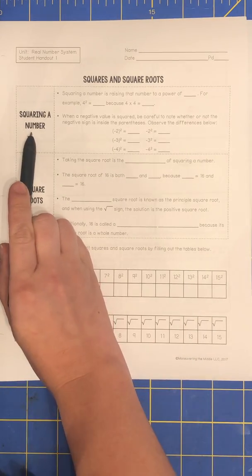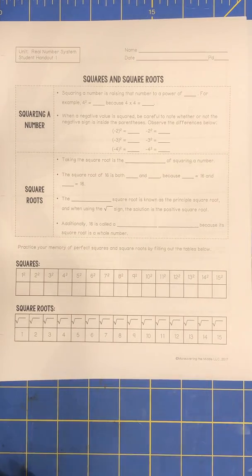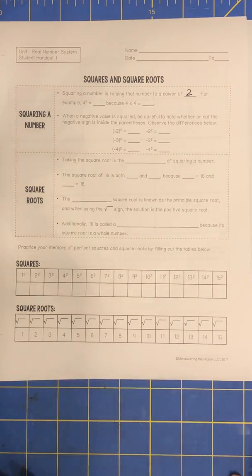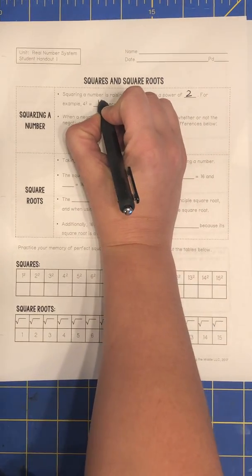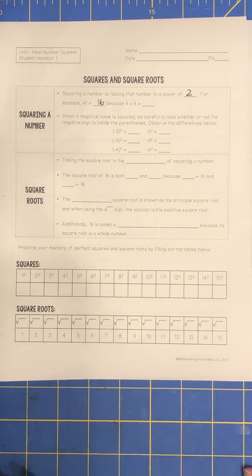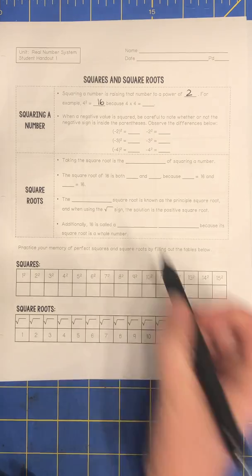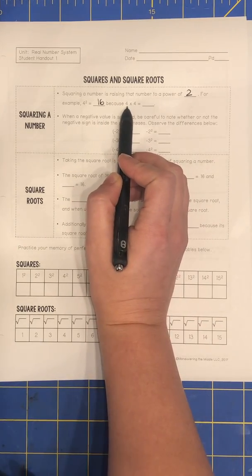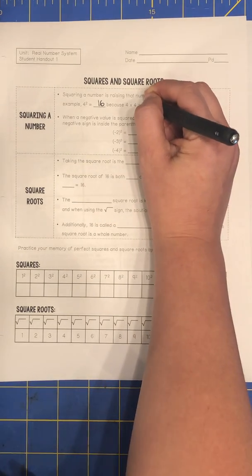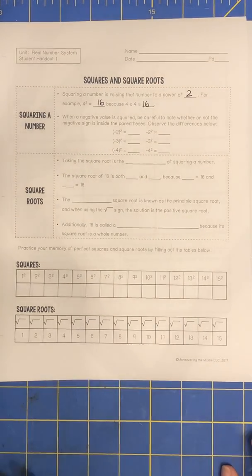Squaring a number means taking whatever the base number is and raising that to a power of 2. For example, 4 squared, or 4 to the power of 2, would equal 16, because basically what I'm doing is taking 4 and multiplying it by itself a second time. So that would equal 4 times 4. Here's one 4 and here's the second 4. I know from my basic math facts that 4 times 4 is 16.